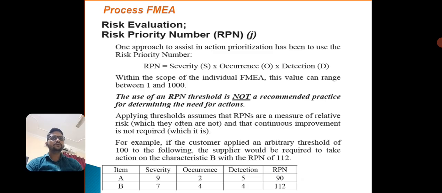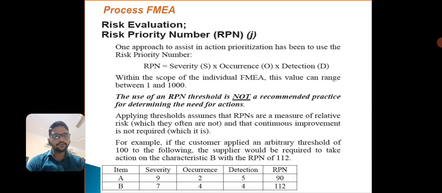Risk evaluation and risk priority numbers, RPNs. One approach to assist in action prioritization is to use the risk priority number. Risk priority number is the multiplication of severity, occurrence and detection, that is S x O x D. Within the scope of the individual FMEA, this value can range between 1 to 1000. The use of an RPN threshold is not a recommended practice for determining need for actions.